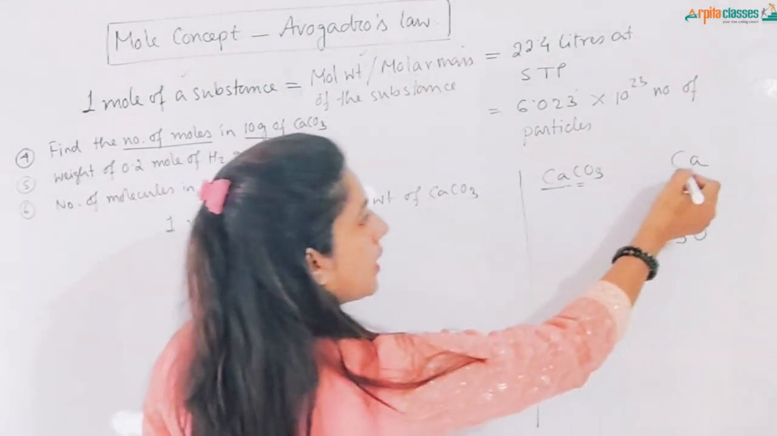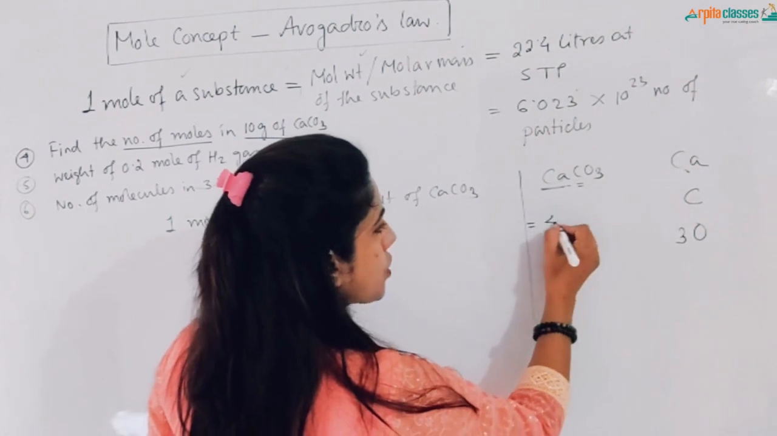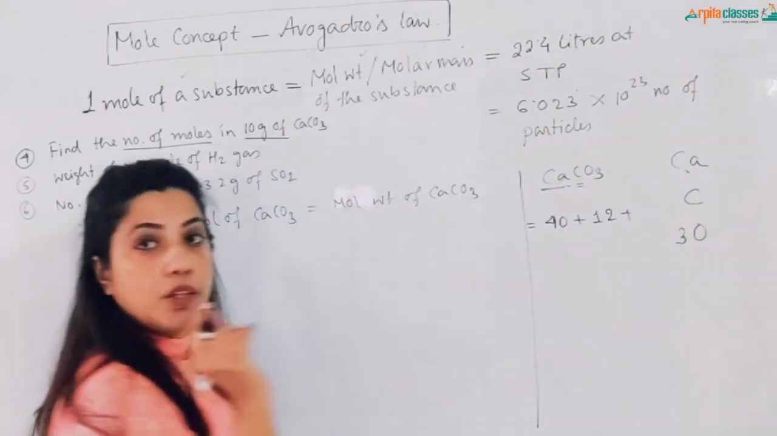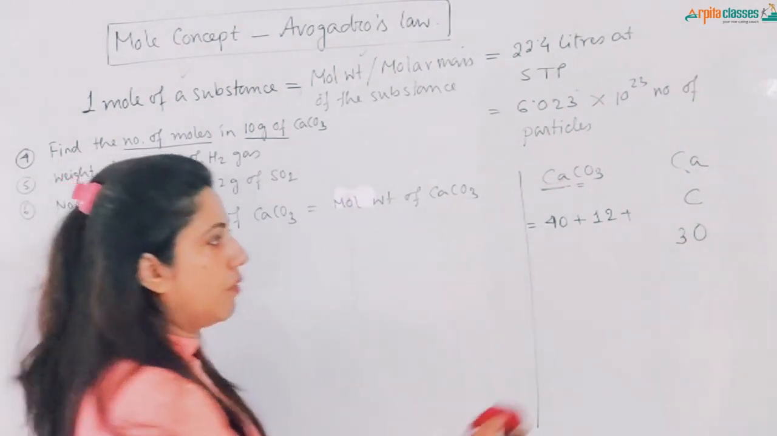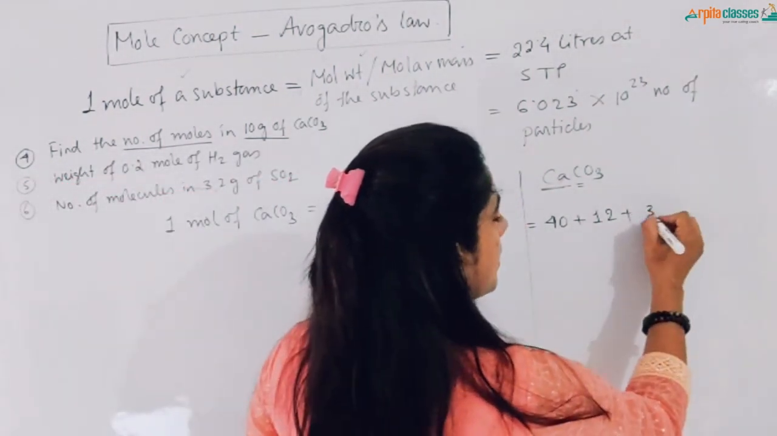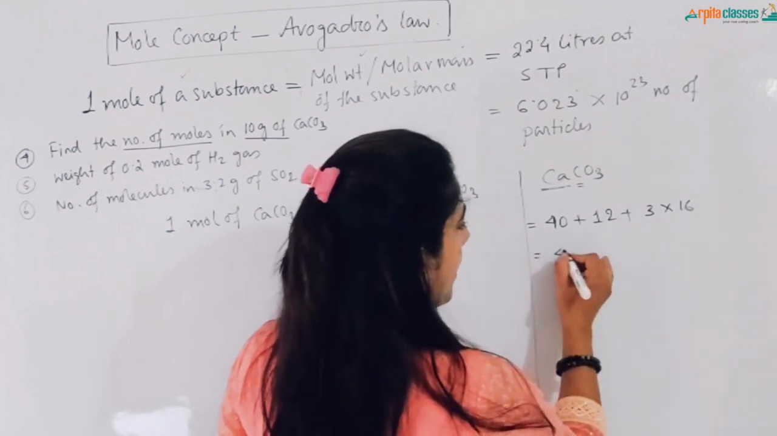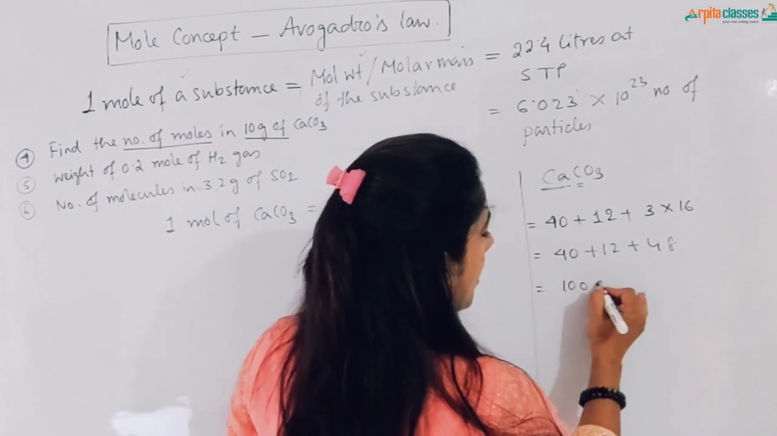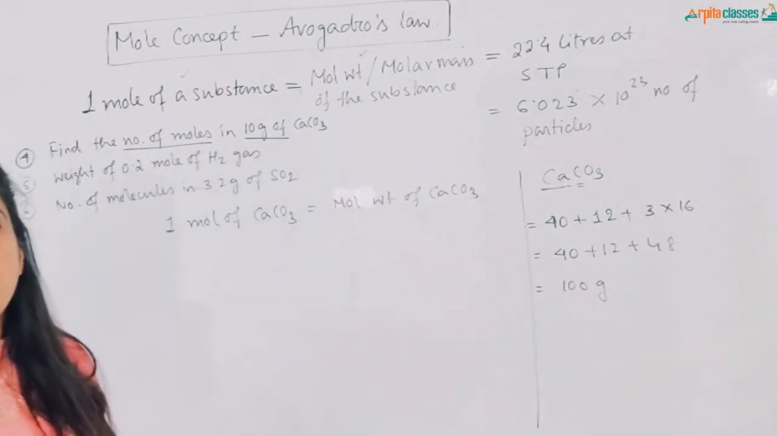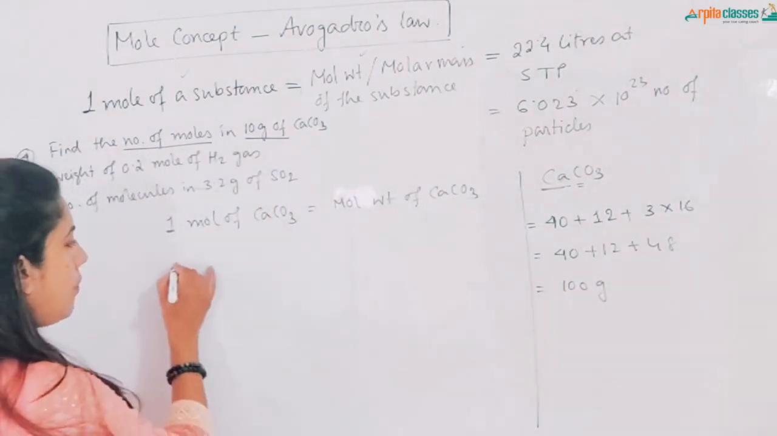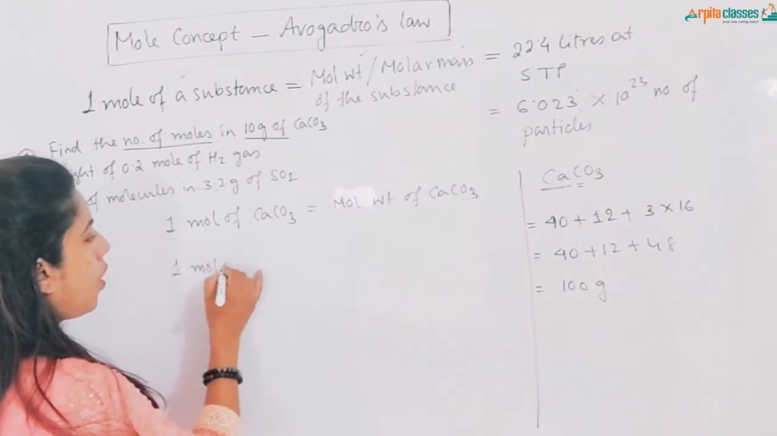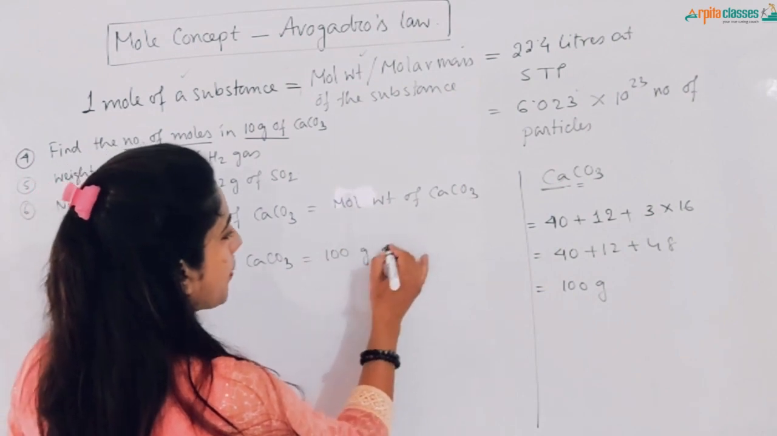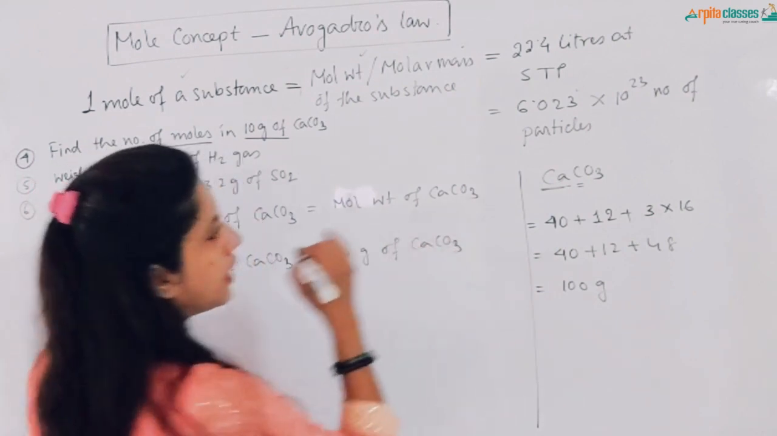That means we need to take the atomic weight of calcium, which is 40, plus the atomic weight of carbon, which is 12, plus 3 into the atomic weight of oxygen, which is 16. So we'll write here 3 into 16. Now you calculate 40 plus 12 plus 48 and it will come to 100 gram. So the molecular weight of calcium carbonate is 100 grams. So we'll write 1 mole of CaCO3 is equal to 100 gram of CaCO3.